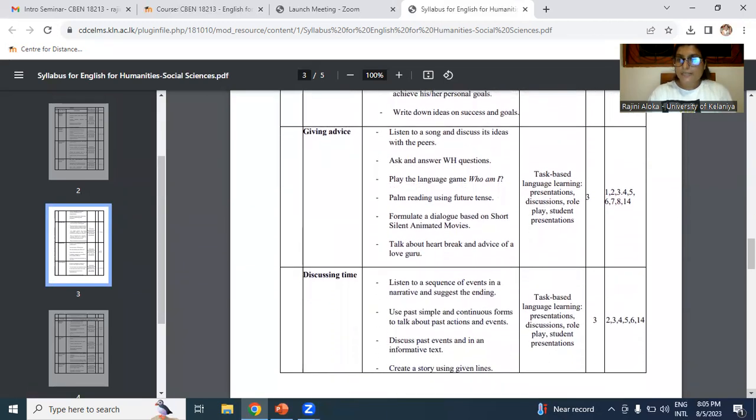Next, we have giving advice. The lesson outcomes are: listen to a song and discuss its idea with the peers. Ask and answer WH questions. Play the language game Who Am I?